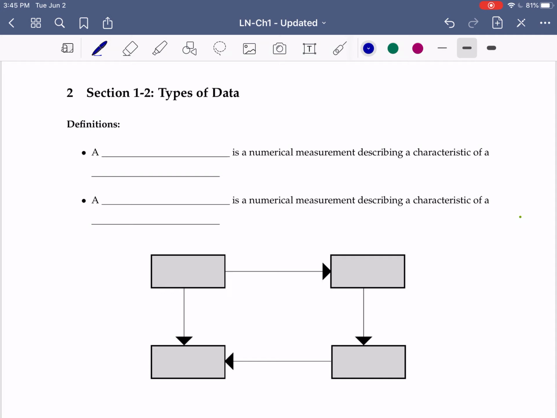In this video, we're going to start to take a look at some different types of data. Right? And so when we take a look at data, we have two major things that we might look at. One thing that we might be interested in is a parameter. This is what we are typically most interested in. A parameter is a numerical measurement describing a characteristic of a population.